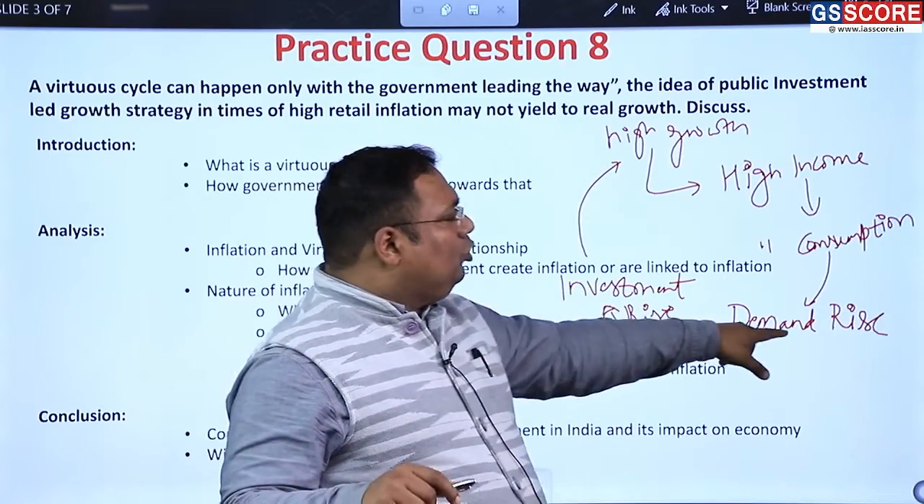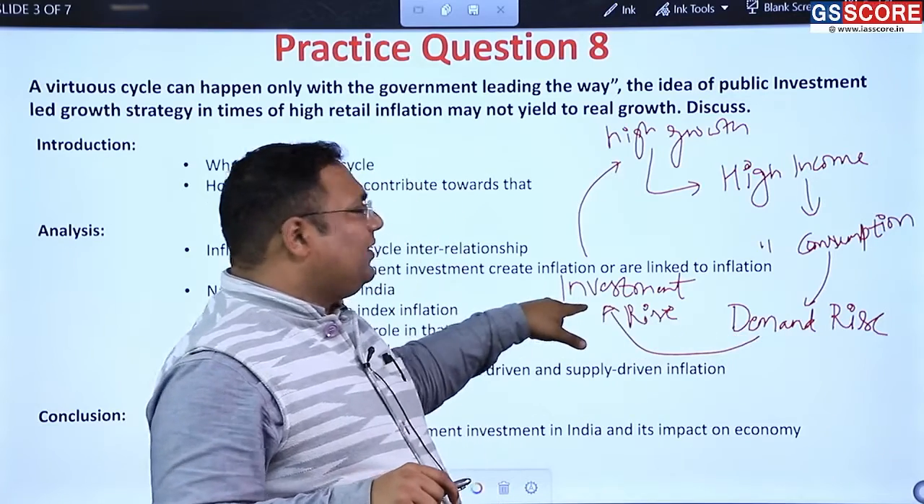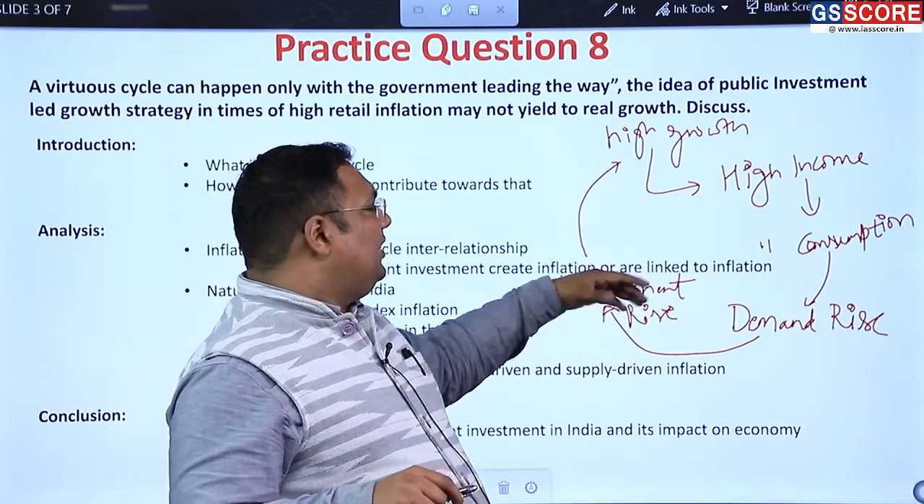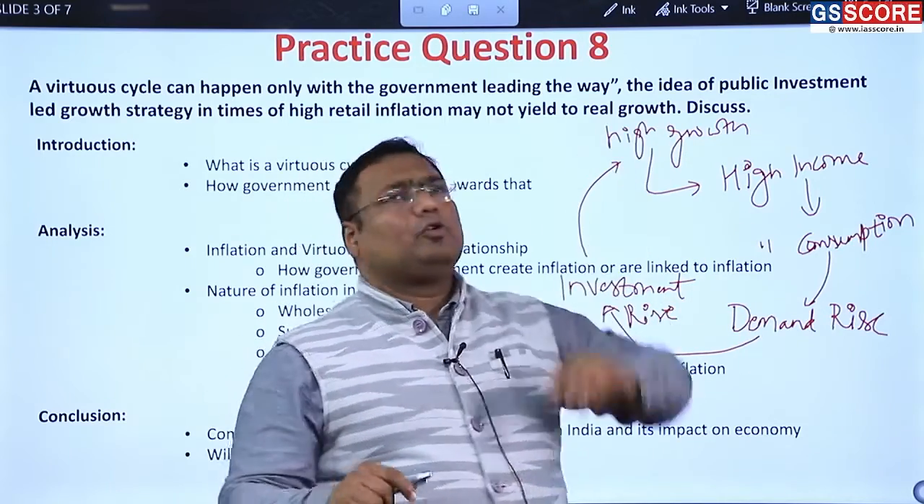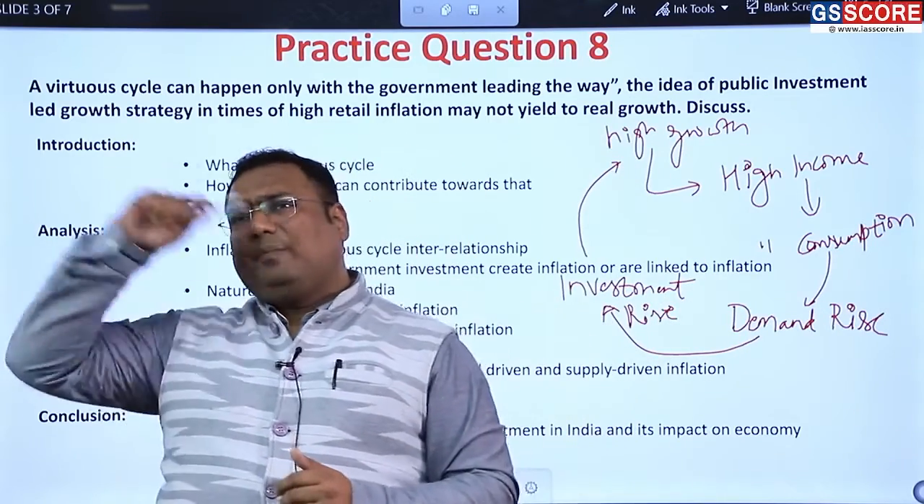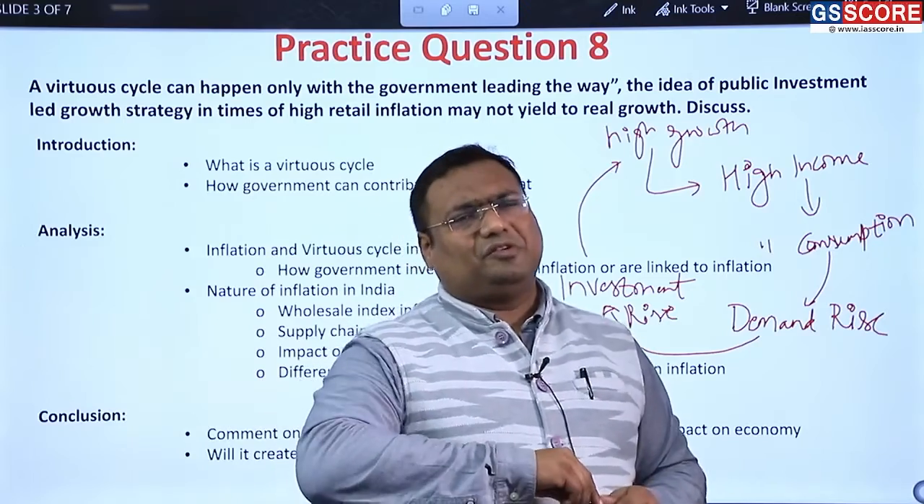So low demand and stagnant demand will affect investment. Investment will not increase, and if investments are not going to increase, or investments fall down, this growth is not going to increase. So you remain in low growth. That is also a vicious cycle.